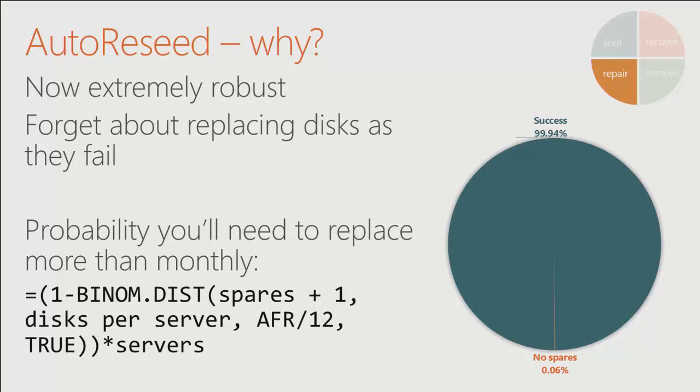I've got an Excel formula here of just looking at independent failure events. But you'll see that if you have one spare volume per 10 database volumes on all your servers, you won't have to replace your volumes more than about monthly. And if you want to do yearly, you can just add a few more spares and then replace your disks every January 1st. That'll work.